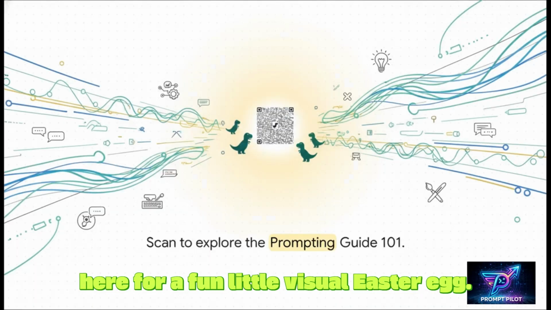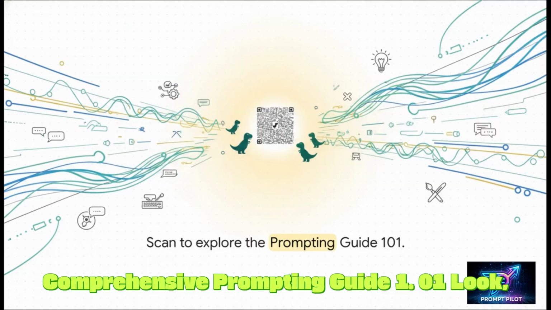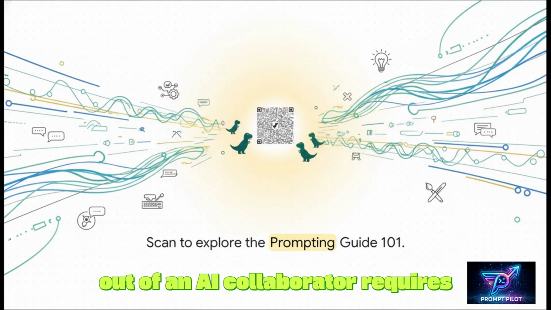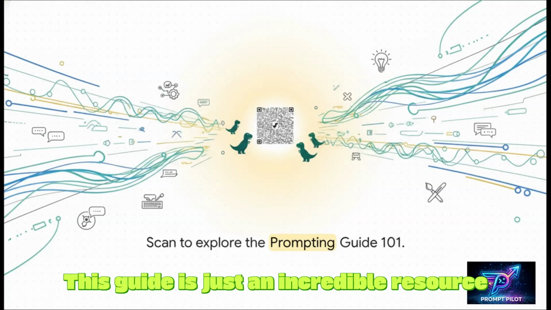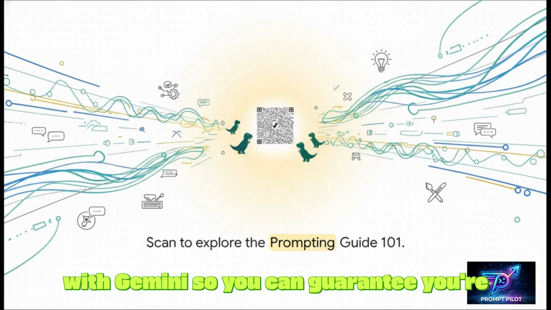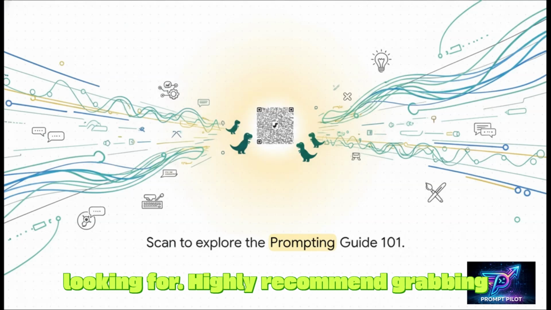Quick pause here for a fun little visual Easter egg. If you scan that QR code, it's going to take you directly to Google's Comprehensive Prompting Guide 101. Look, as we've seen, getting the absolute most out of an AI collaborator requires knowing how to talk to it effectively. This guide is just an incredible resource to help you level up your communication with Gemini so you can guarantee you're getting exactly the outputs you're looking for. Highly recommend grabbing that before we move on.